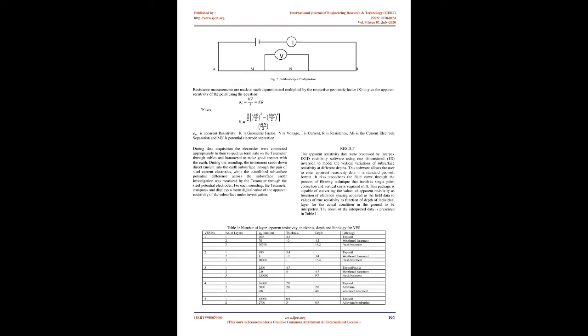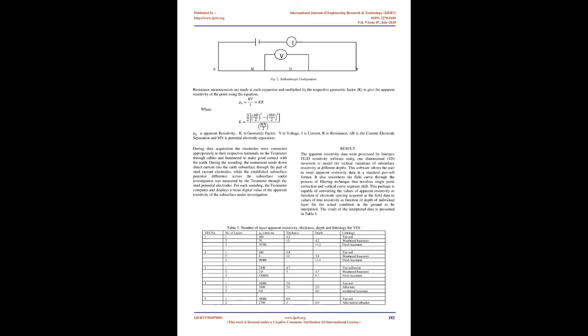This software allows the user to enter apparent resistivity data in a standard GeoSoft format. It also smoothens the field curve through a filtering technique that involves single point correction and vertical curve segment shift. This package is capable of converting the values of apparent resistivity as a function of electrode spacing, acquired as the field data, to values of true resistivity as a function of depth of individual layers for the actual condition in the ground to be interpreted. The result of the interpreted data is presented in Table 1.